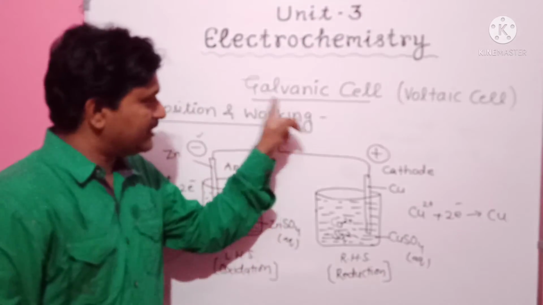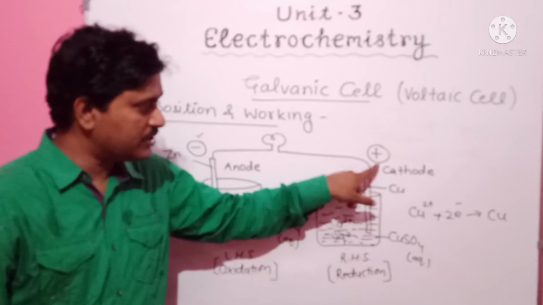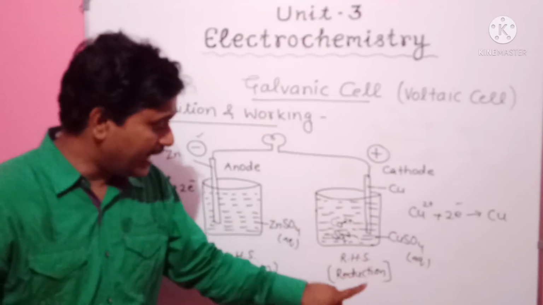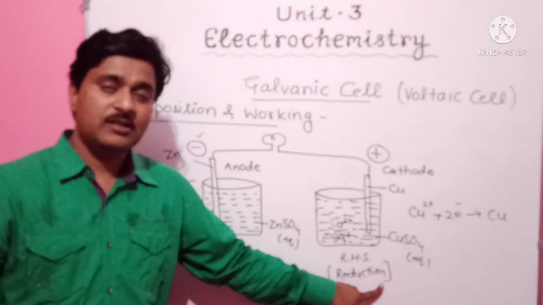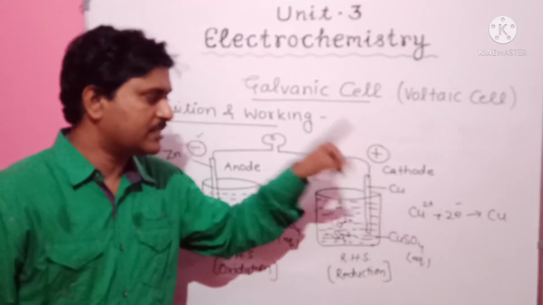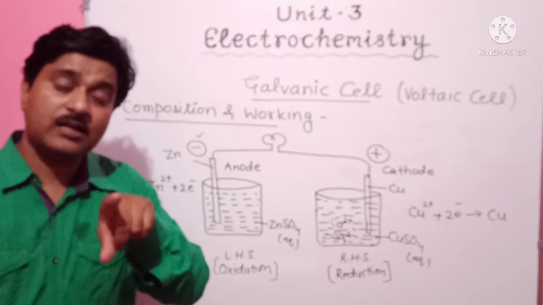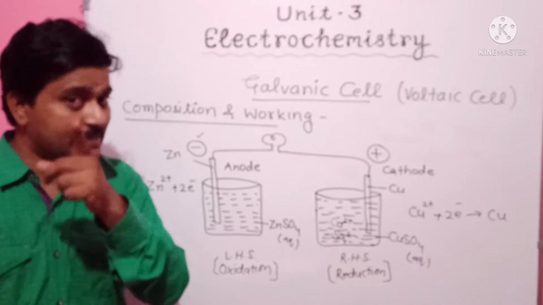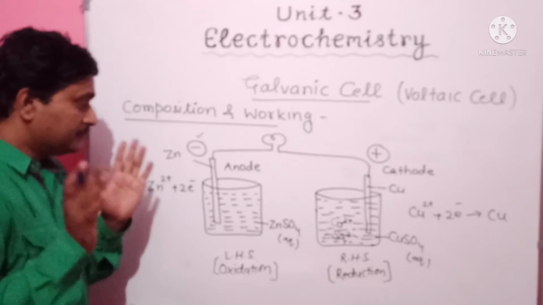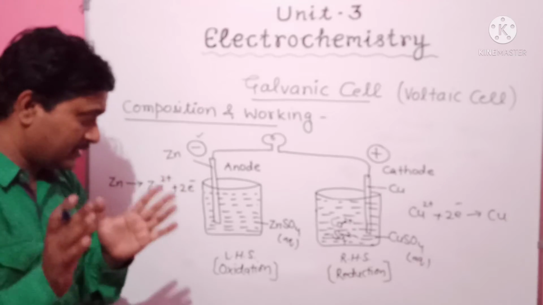In context with the galvanic cell, what is the cathode? The cathode is at which positive charge is present, and we can say the reduction occurs. That electrode is called the cathode if it always contains positive charge. It is just reverse to the electrolytic cell. Now, the main things of the galvanic cell are here.